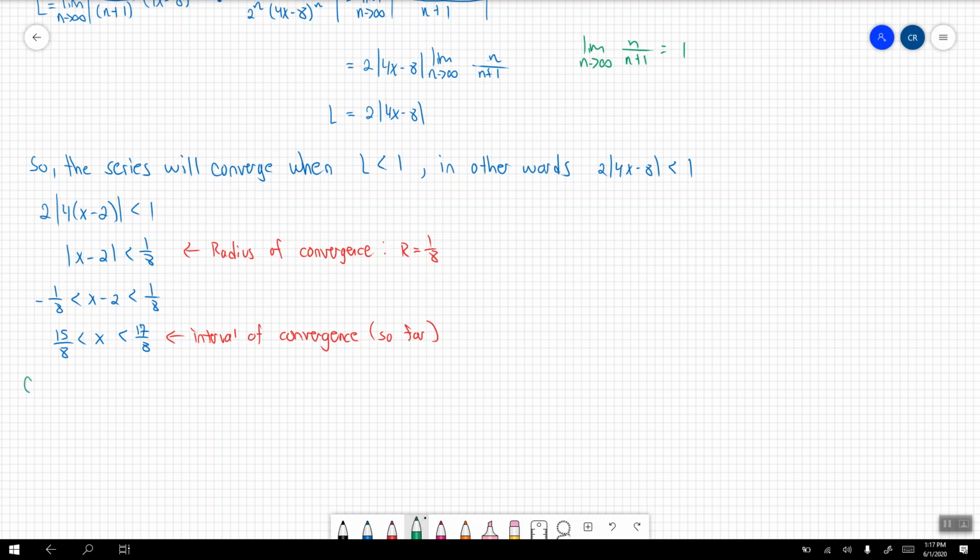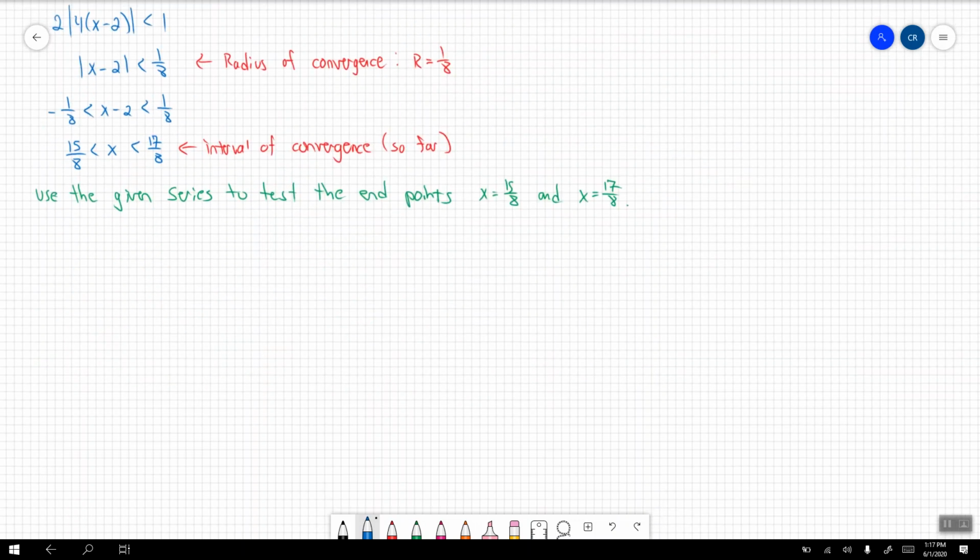So right now I'm just going to use the given series to test the endpoints. And the endpoints that I'm talking about are x equal to 15/8 and x equal to 17/8. All right, let's go ahead and use it now. So my first one is going to be x equal to 15/8.